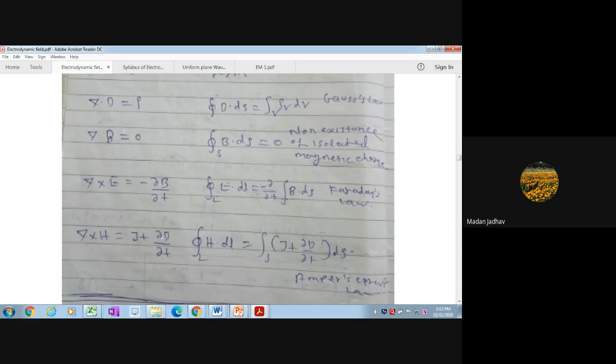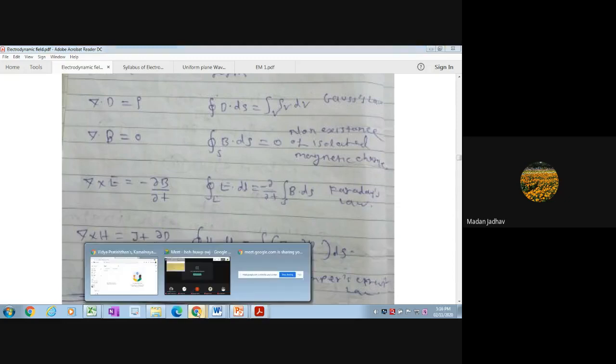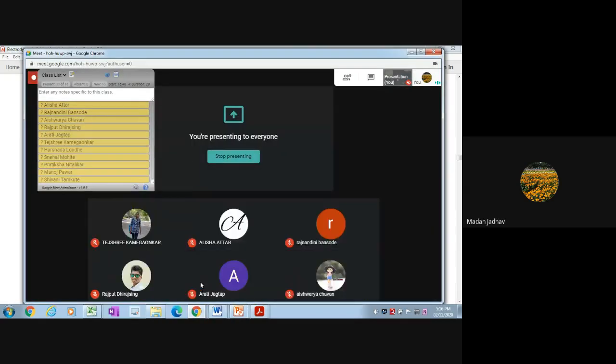Therefore you can also write epsilon into ∂E/∂t. In this way you can also write that. Now J is the conduction current density, and this conduction current density we can find out using sigma into E. By using this equation it is possible to find the conduction current density, that is J is equal to sigma into E.